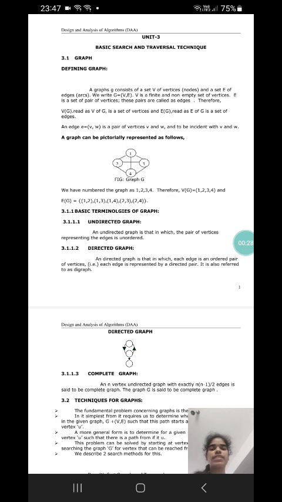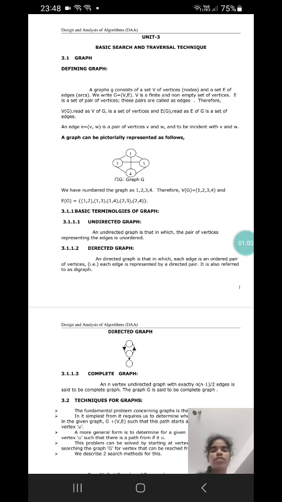Therefore, V(G) is a set of vertices, and E(G) is a set of edges, and hence E = (V, W) is a pair of vertices V and W, said to be incident with V and W. A graph can be represented pictorially as follows. We have numbered the graph as 1, 2, 3, 4. Therefore, V(G) = {1, 2, 3, 4}, and E(G) = {(1,2), (1,3), (1,4), (2,3), (2,4)}.